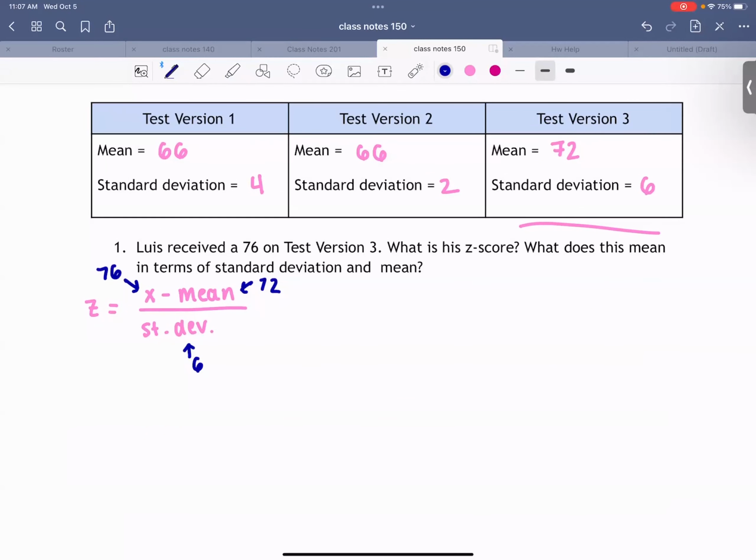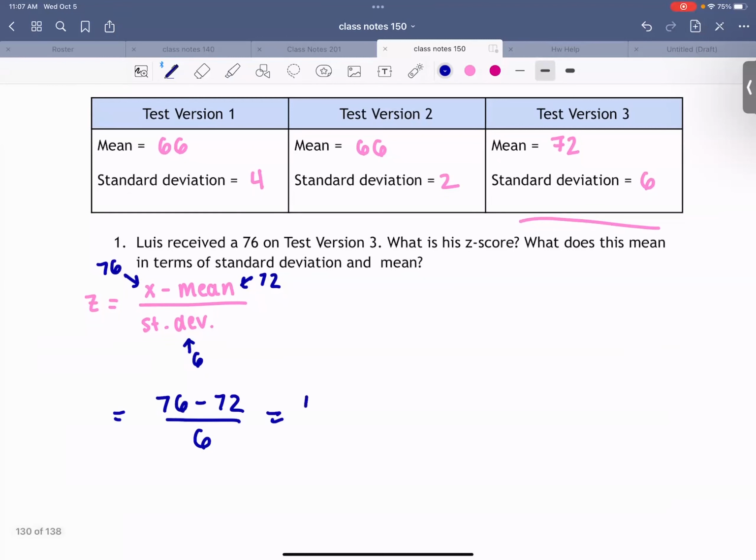Plugging in, we get 76 minus 72 over 6. When you do this, I recommend doing the subtraction first and writing down the number. So 76 minus 72 is 4, over 6. Once you write that down, you can go in your calculator and divide to get 0.667.